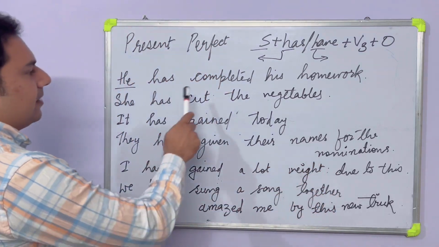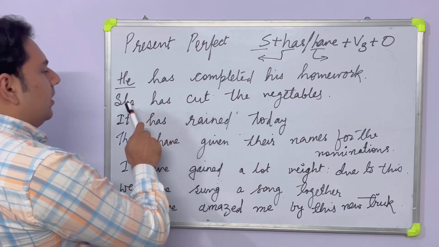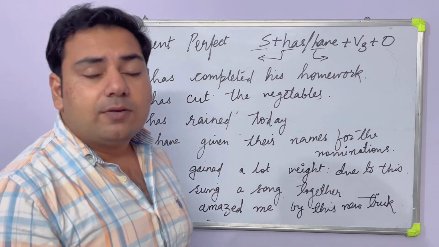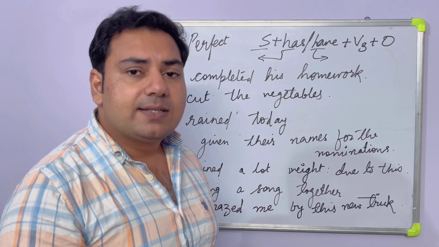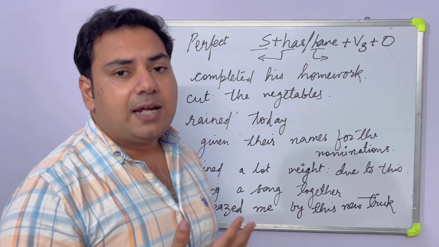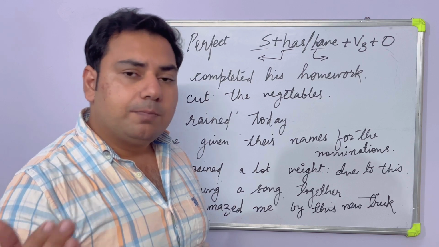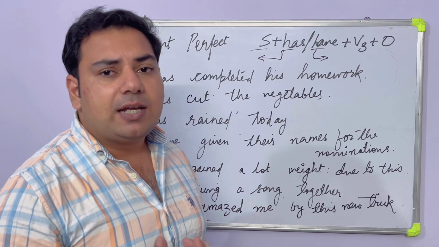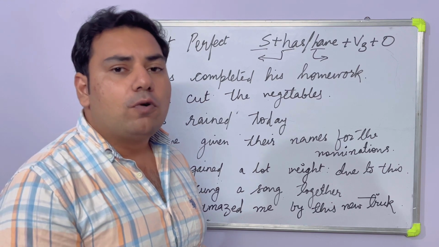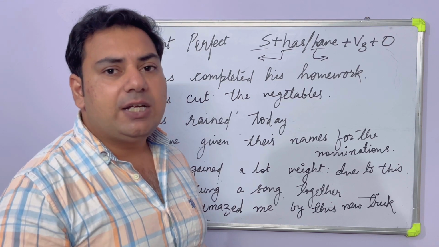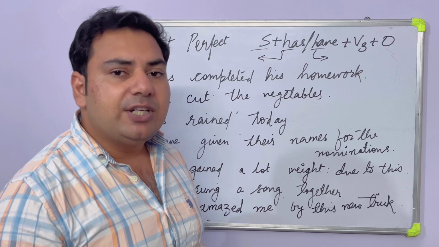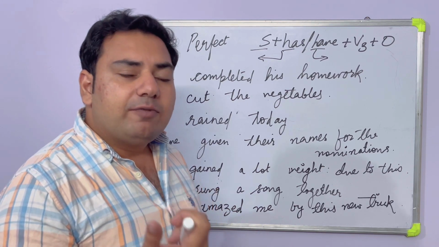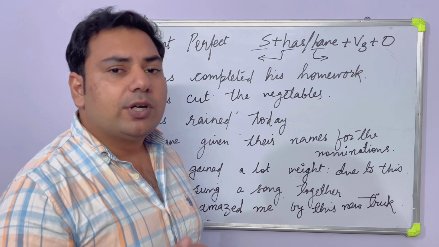So he has completed his homework. She has cut the vegetables. The verb cut will remain the same in the first, second and third form, same like put: put, put, put, cut, cut, cut. But other verbs will change, like fly, flew, flown. So flown will be the third form. Reach, reached, reached. So reached will be the third form. You have to remember which verb is the first, second, third form, and you can do the practice.